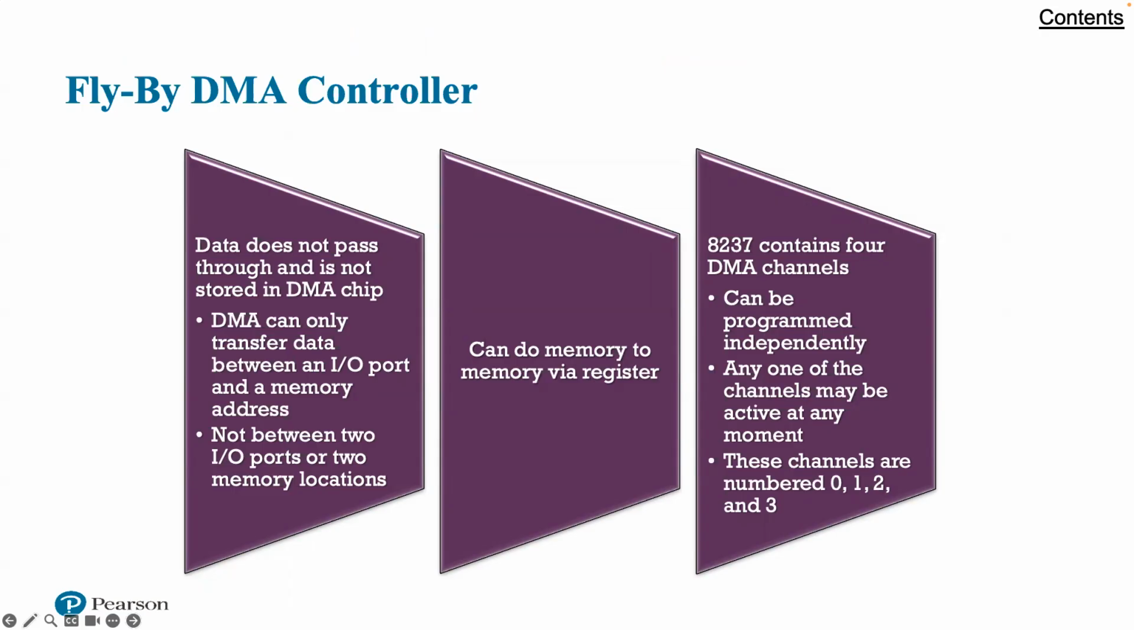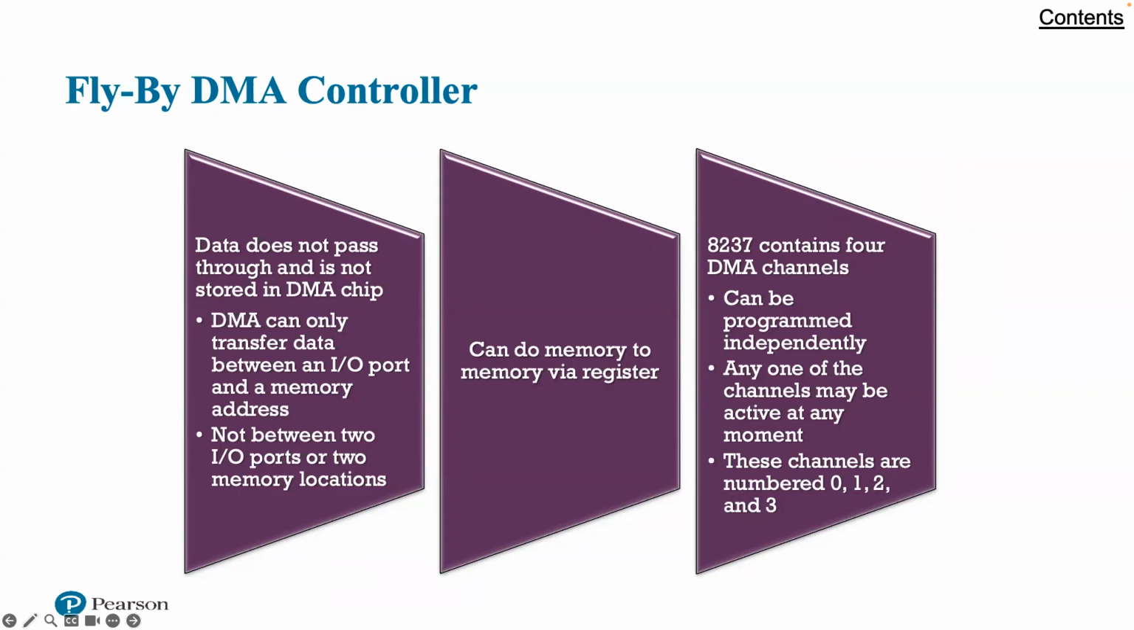Now let's talk about the flyby DMA controller. When the DMA is using the buses to transfer data, the processor is idle. Similarly, when the processor is using the bus, the DMA is idle. The 8237 DMA is known as a flyby DMA controller. This means that the data being moved from one location to another does not pass through the DMA chip and is not stored in the DMA chip.